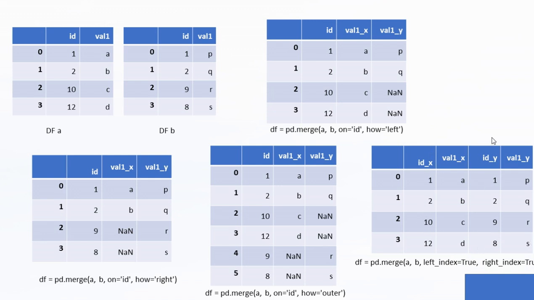So I will not have key as ID. That's why I'm having two columns, ID underscore X and ID underscore Y. In this case, if I have to do merging on index, I have to say left index and right index as true. Both are made as true.